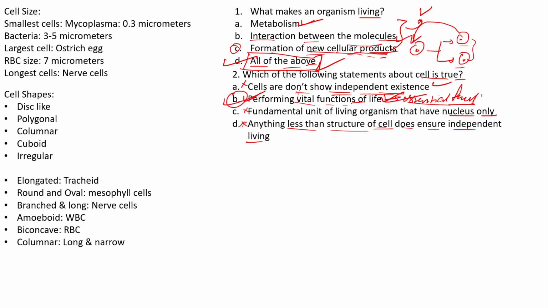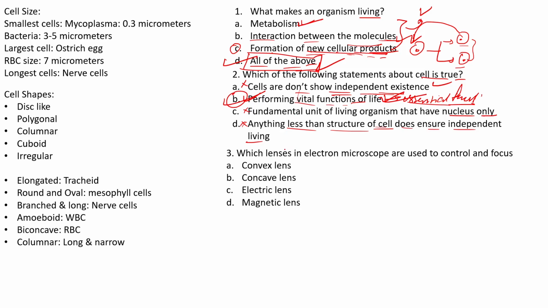Okay, performing vital functions of life is a true statement about the cell. Now, moving on, which lenses in an electron microscope are used to control and focus? Convex lens, concave lens, electric lens, magnetic lens. Here, in the case of an electron microscope, you do not see any kind of glass lens.